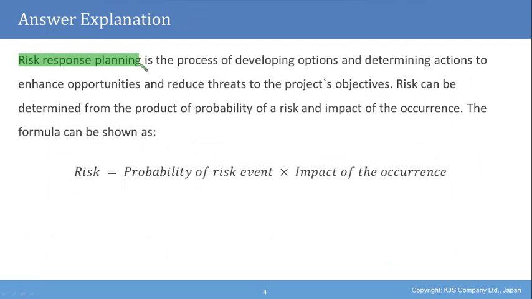Risk response planning is the process of developing options and determining actions to enhance opportunities and reduce threats to the project's objectives. Risk can be determined from the product of probability of a risk and impact of the occurrence. The formula can be shown as risk equals the probability of risk event multiplied by impact of the occurrence.